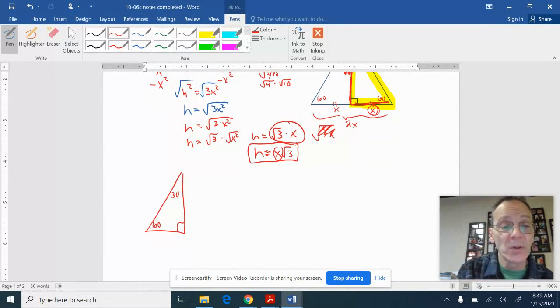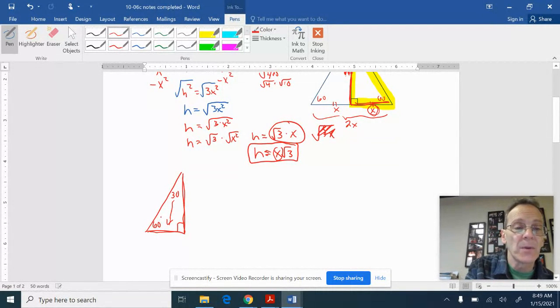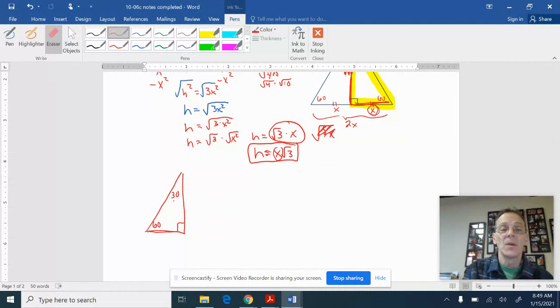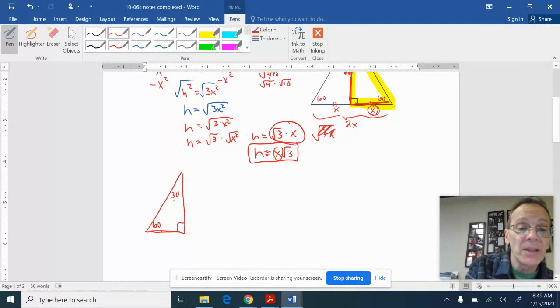And it's always going to be true that the shorter leg is across from the smaller angle, and the larger leg is across from the larger angle. I mean, that's just a truism about triangles. And I'm always going to make it look that way because I don't want to intentionally mislead you. Okay?